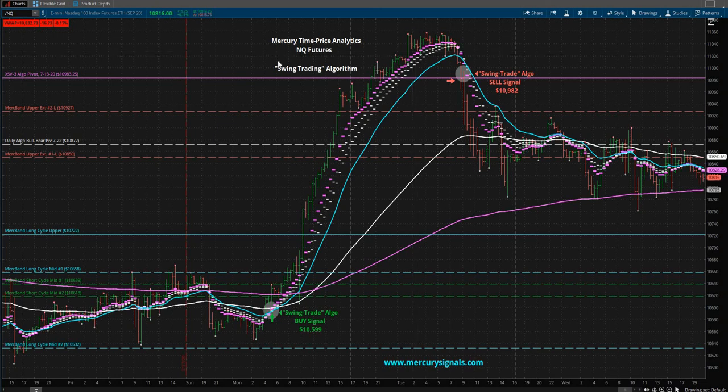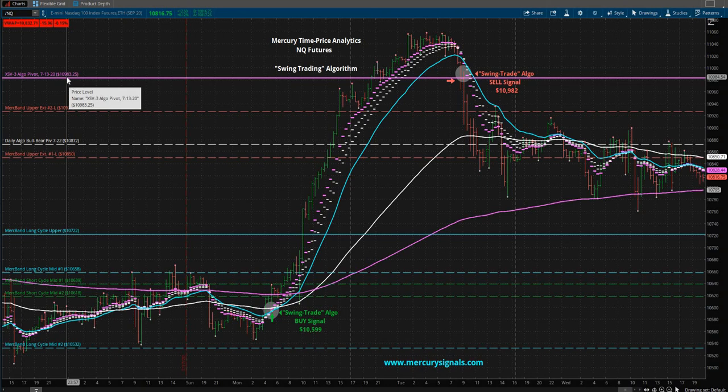But this is our swing trade chart. And as I put out on Twitter on Tuesday night, early in Globex, price was about here. And I posted a chart on Twitter, and I said, this is the level to watch, this XSV3 algo pivot, which goes back to 713, and the price level is 10,983.